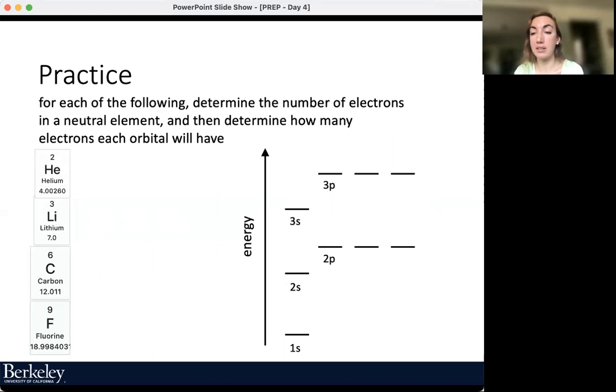Oh yeah, there's a hand. Go ahead. So we create that chart, the energy chart thingy, for each element, right? Yeah, and you're not turning this in. So if you want to just only draw it once and practice, that's fine.